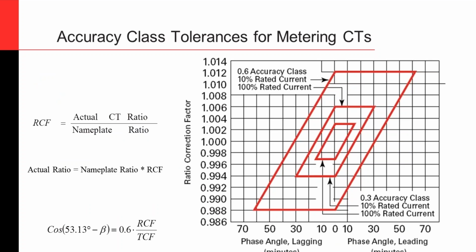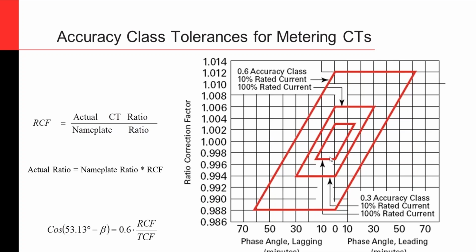While I'm at the metering type CT, I want to talk about the accuracy class tolerance for metering type CT. I'm not too sure whether you have seen a picture like this, but I want to explain what this picture means. This parallelogram is a graph between the ratio correction factor, which I want to talk about as well, and the power factor, the phase angle either leading or lagging. This inner box represents the accuracy class of a CT.